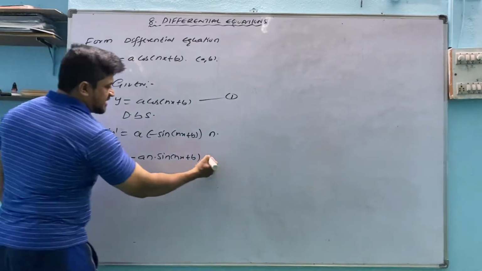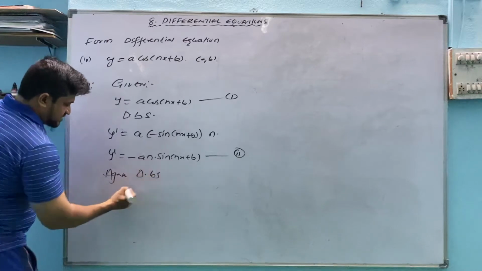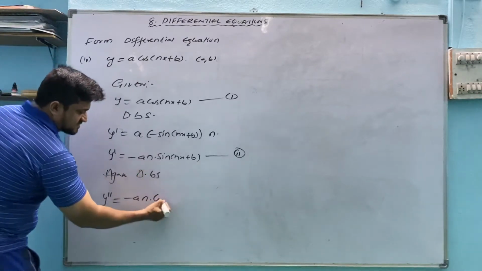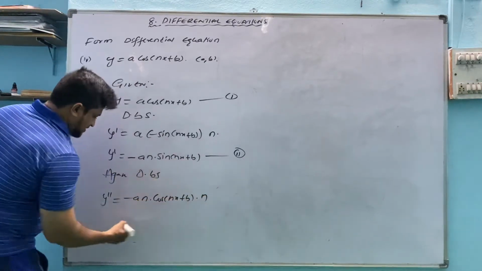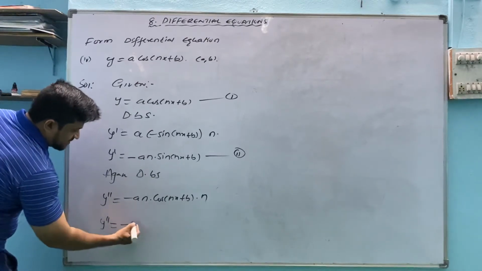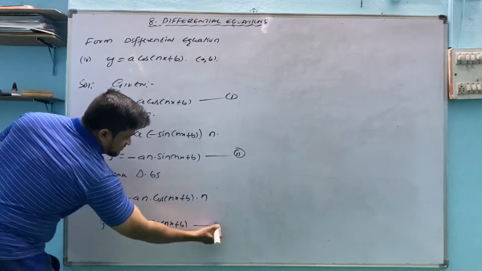Again differentiating, this is the second equation. Again differentiating both sides, y dash becomes y double dash, minus an into sine, whose derivative is cos nx plus b. The inner function derivative is n. So y double dash becomes minus n square into a cos nx plus b. This is equation number 3.